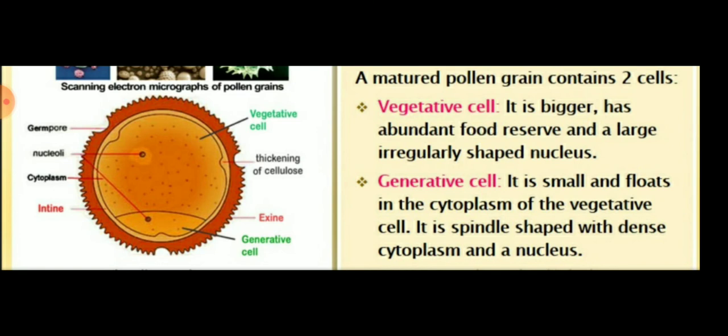We are going to discuss that the mature pollen grain has two cells. The first is called the vegetative cell and the second is called the generative cell. The bigger cell, which you can see in this picture, has abundant food reserve and a large, irregularly shaped nucleus, and is called the vegetative cell. The small cell which floats in the cytoplasm of the vegetative cell is called the generative cell.